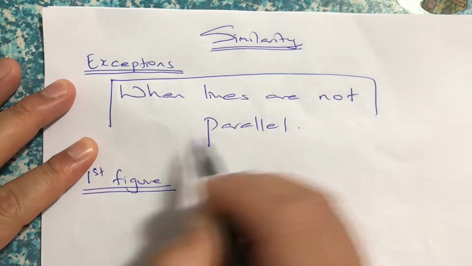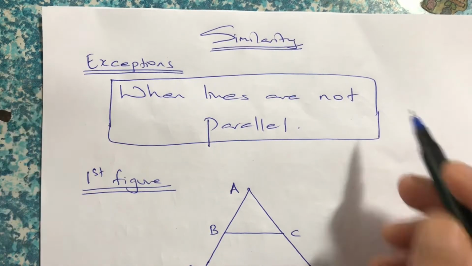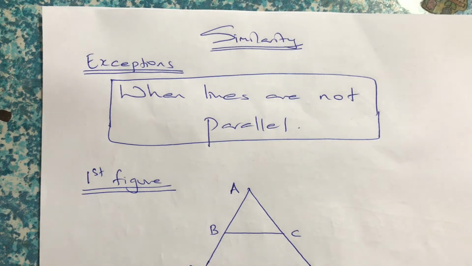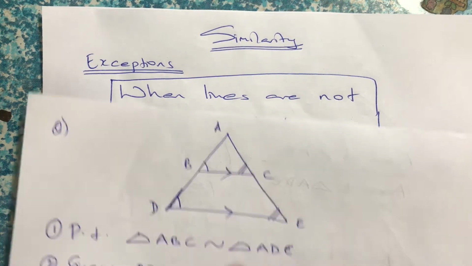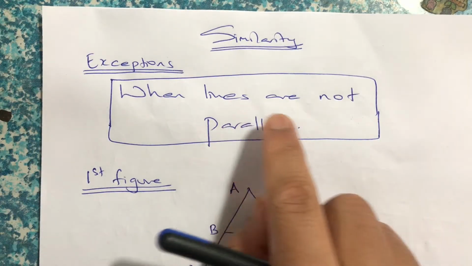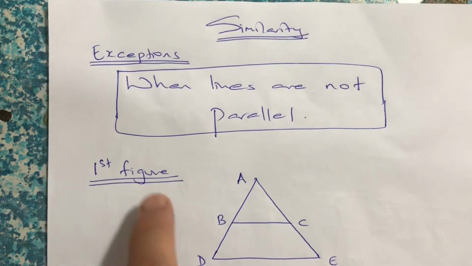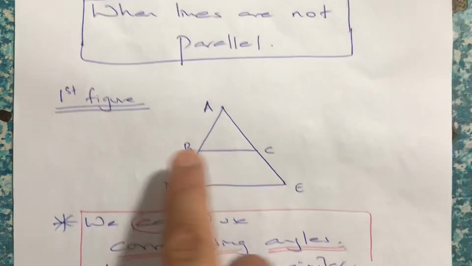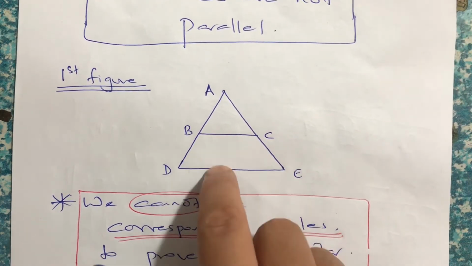So every time the question that we did earlier was where we had questions where the lines were already marked parallel like this, the lines are marked parallel, but now we'll be talking about questions where the lines are not marked parallel. So let's take one figure at a time. So we take the first figure, that is this figure. So over here lines are not marked parallel.